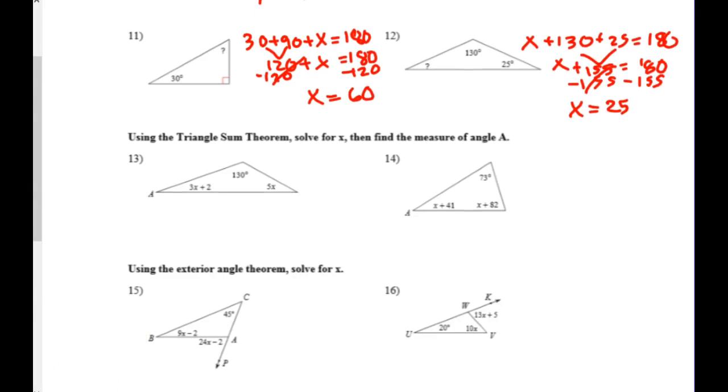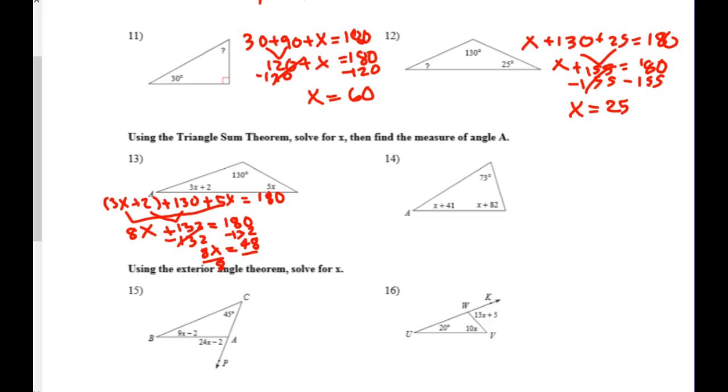So number 13, 3x plus 2 plus 130 plus 5x equals 180. Now I'm going to combine my x's. 3x plus 5x equals 8x. 2 plus 130 is 132. And that equals 180. From here, same idea. Let's get rid of our loner. So minus 132 on both sides. We get 8x equals 48. And then our last step is to divide by 8. And we get x equals 6.